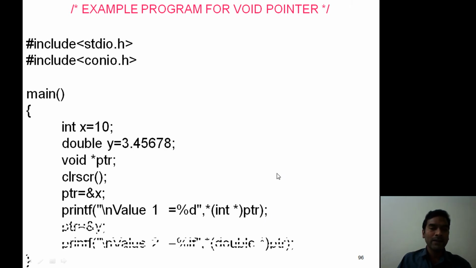In the same format, now ptr equivalent to ampersand y. Now ptr holds the address of y. Now there is a link from ptr to y. Now the value of y is accessed with the help of ptr. Now the typecasting is asterisk of double asterisk ptr. It refers to void pointer.